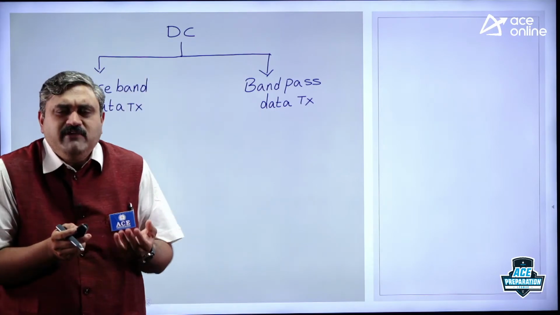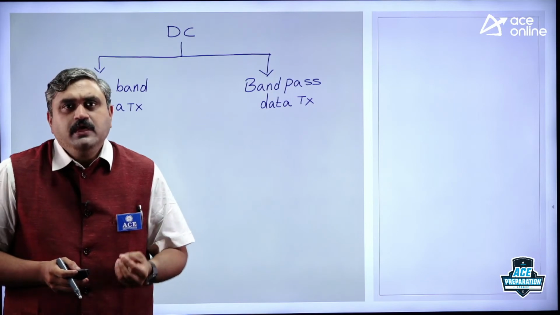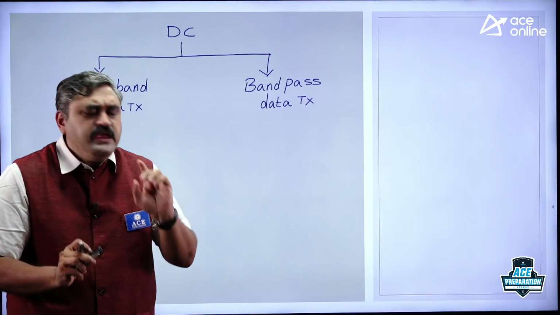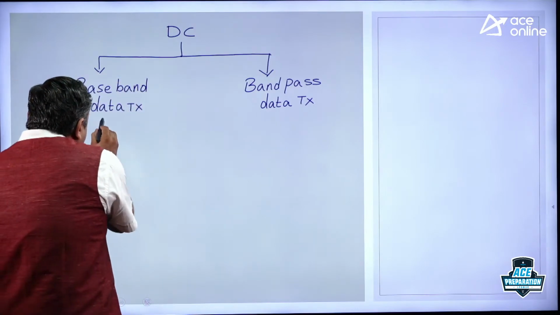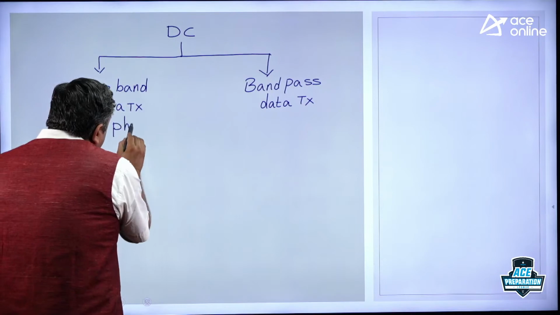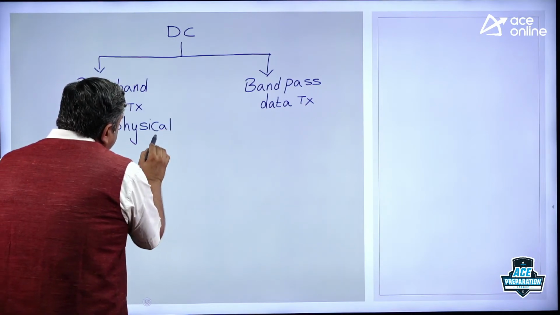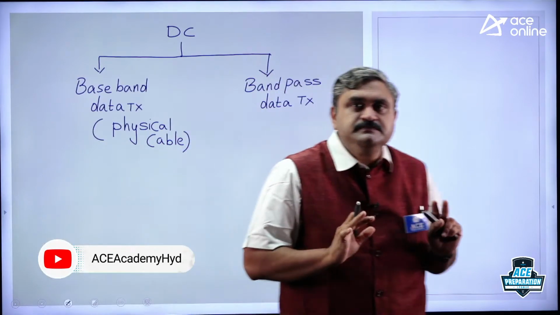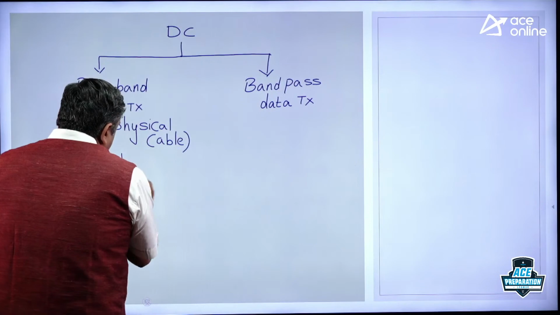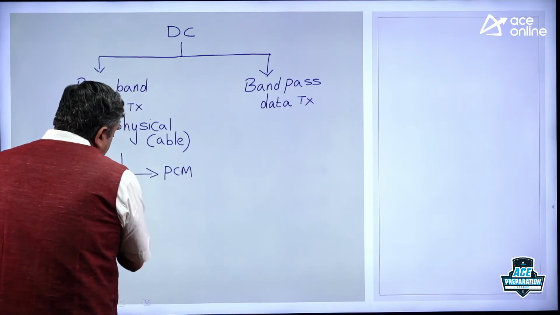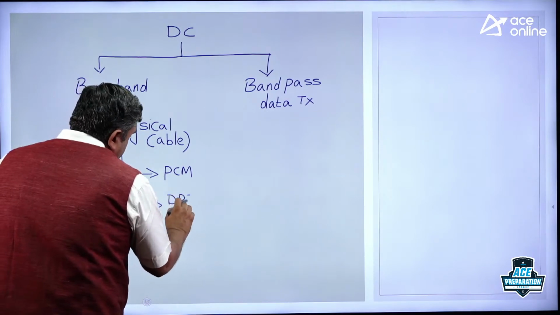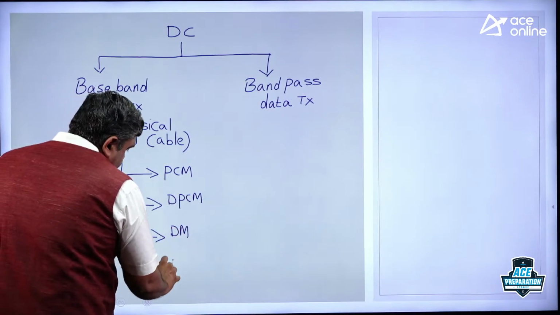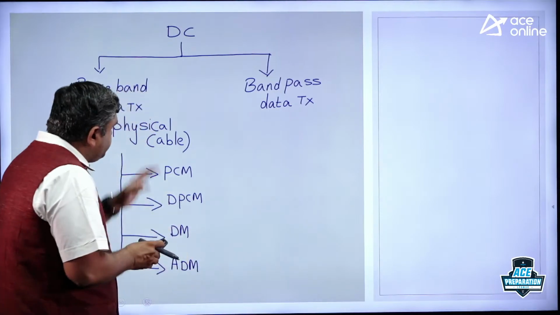Now, how can you remember this? Very simple. You have a telephone connection, you are making a call, and that call is going through a landline cable. If you see a physical cable, it comes under baseband data transmission. So whenever you talk about baseband data transmission, the medium is a physical cable, that's it. Physical cable can be twisted pair cable, coaxial cable, or optical fiber cable; all these come under this. Now under this we are studying pulse code modulation, differential pulse code modulation, delta modulation, and adaptive delta modulation. That's all. So these are the topics that come under this side.